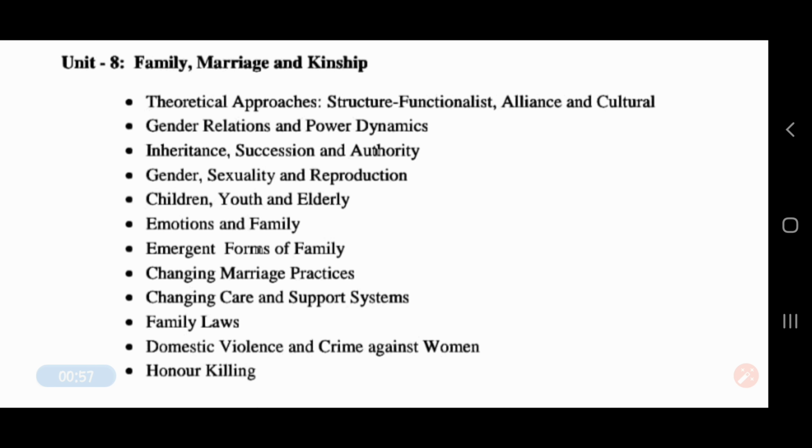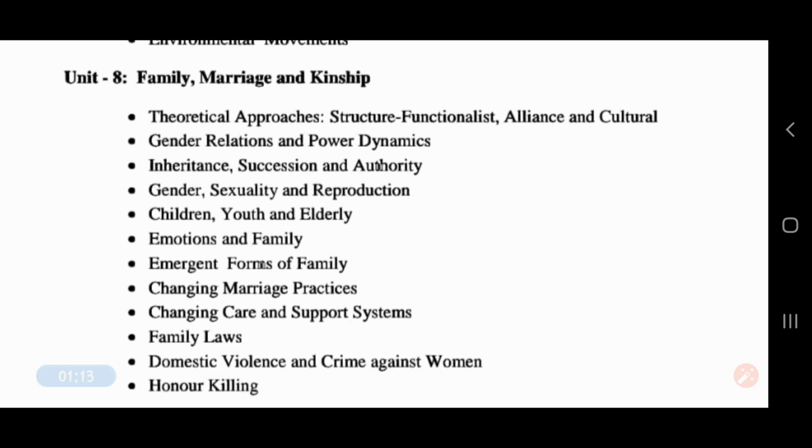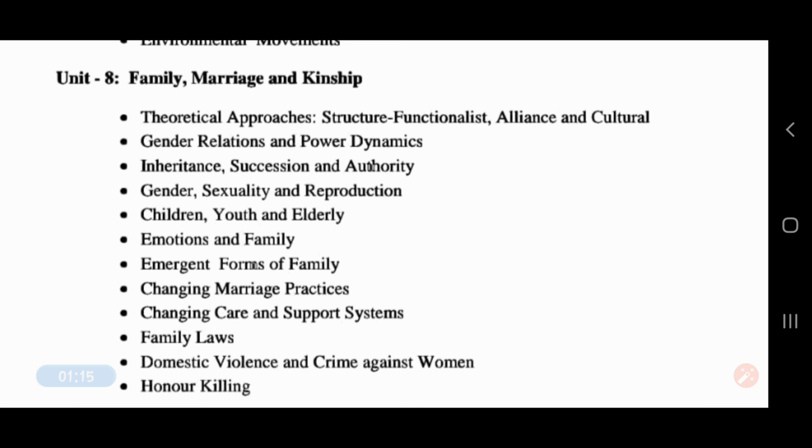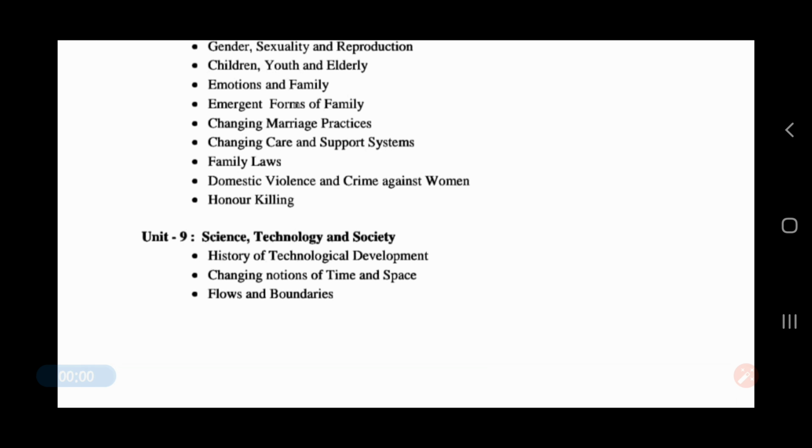So the theoretical approaches are structural functionalist, alliance and cultural, gender relations and power dynamics, inheritance, succession and authority, gender, sexuality and reproduction, children, youth and elderly, emotion and family, emergent forms of family, changing marriage practices, changing care and support system, family laws, domestic violence and crime against women, and honor killing.